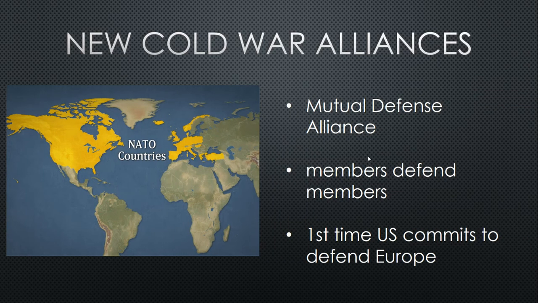So NATO, again, is a mutual defense alliance. The idea of this is that if one nation is attacked, all of the other nations are going to respond. This is an important step for the United States because for the first time, it's now committing to defending European countries, which is something that historically, getting back to the League of Nations and these obligations, the United States did not want to be obligated to participate in wars. NATO is a first important step in breaking with the United States' historic isolationism.